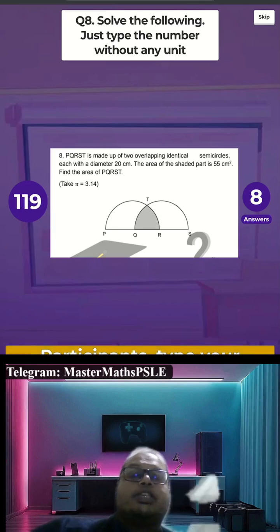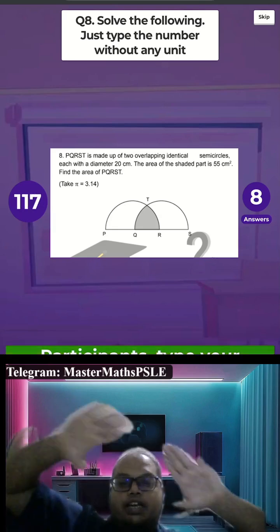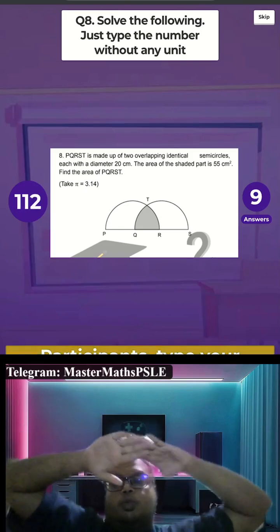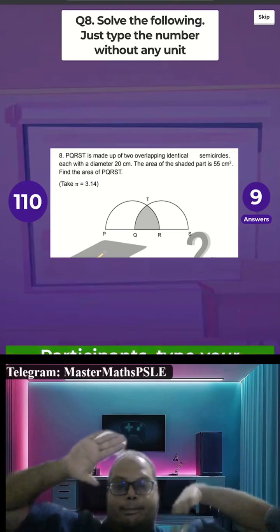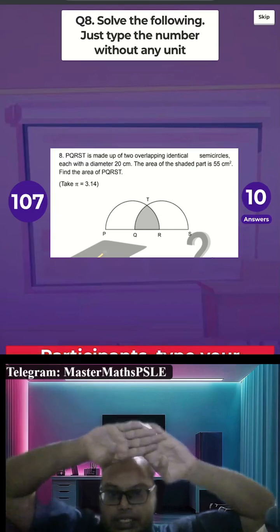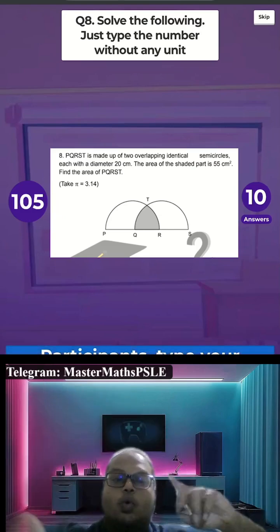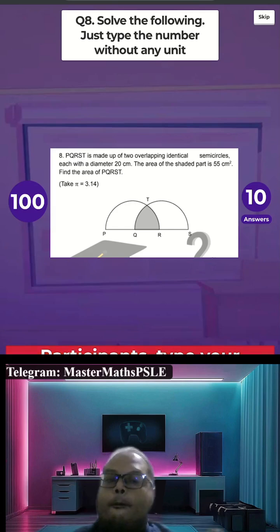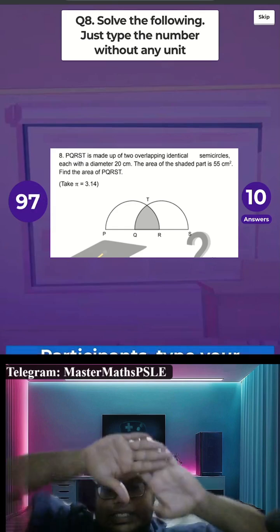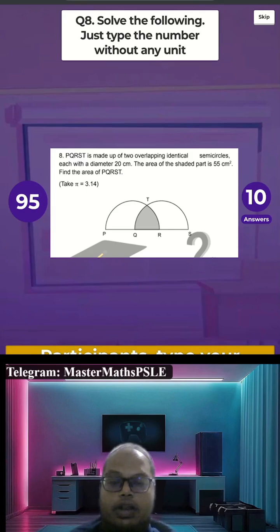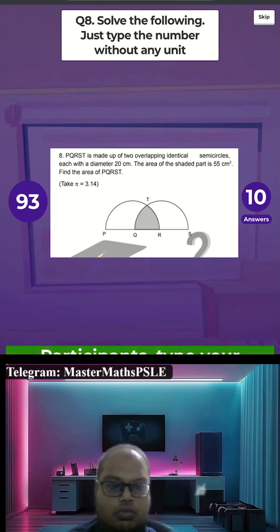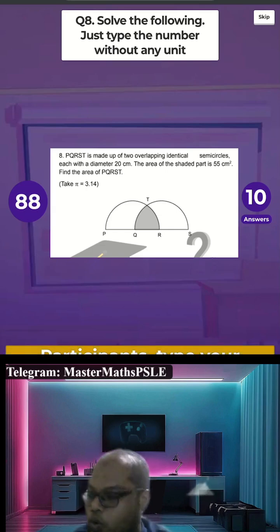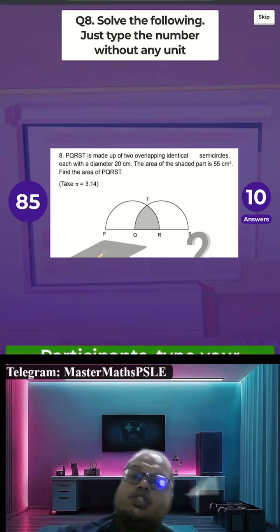Remember, this kind of question, when you got an overlapping figure, don't just simply plus the two figures together. Remember, you need to minus one of the overlap. So when you plus the two figures, you need to minus one overlap. That's the hint I'm gonna give you guys. When you plus the two figures, minus one overlap. We got 1.5 minutes more. When you plus the two figures, you minus one overlap.